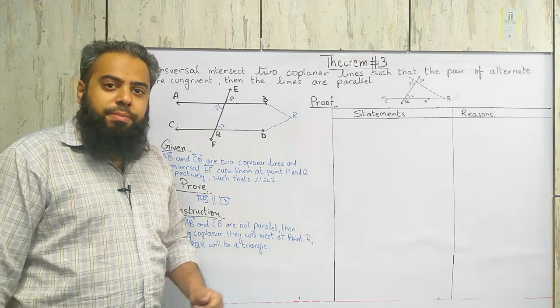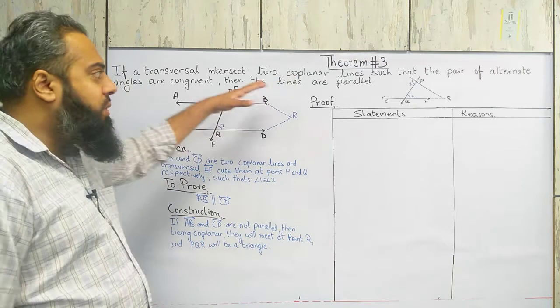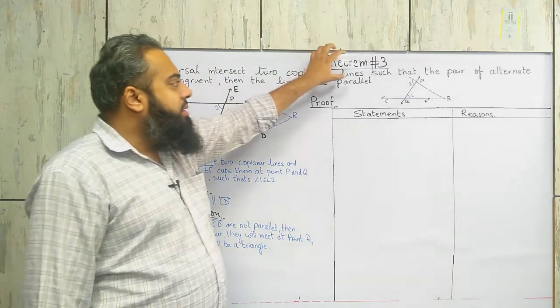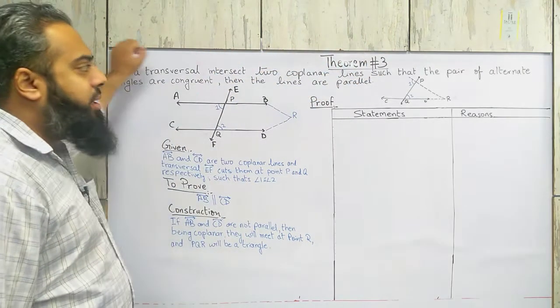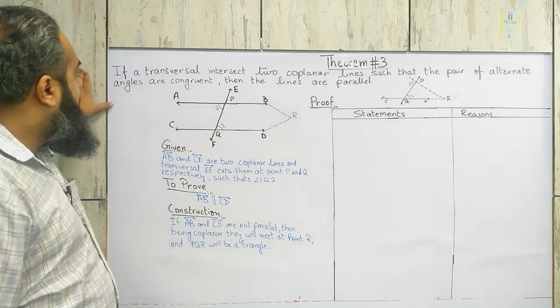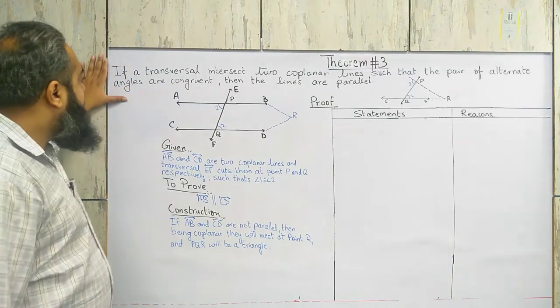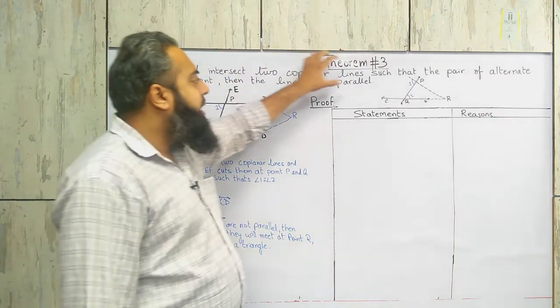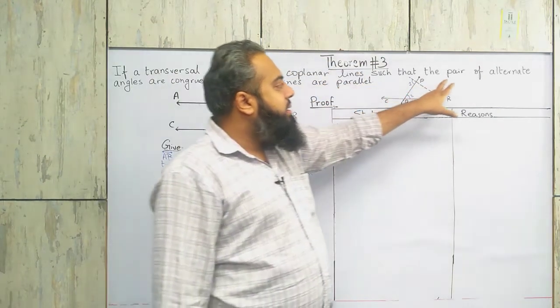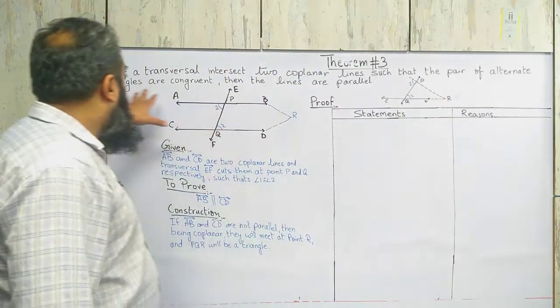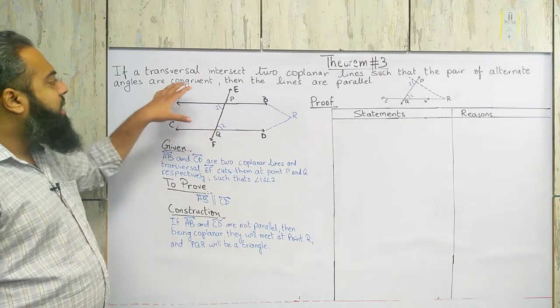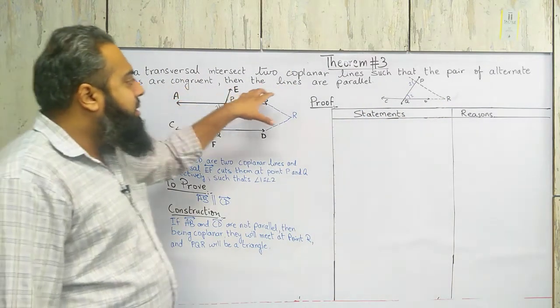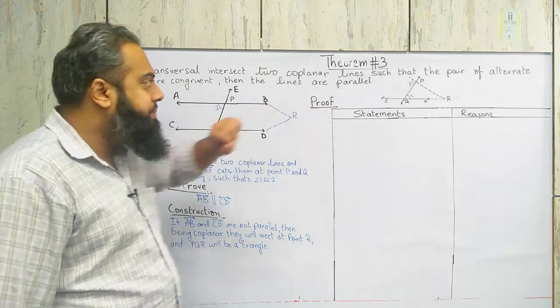Assalamu alaikum students. Okay, today our topic is Theorem 3 from chapter number 12, and the objective is: if a transversal intersects two coplanar lines such that the pair of alternate angles so formed are congruent, then the lines are parallel.